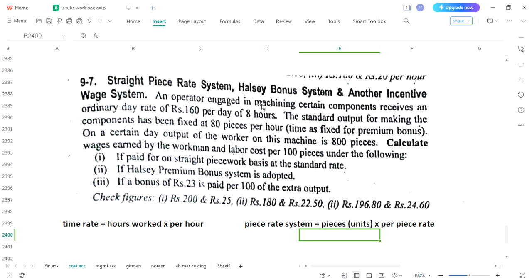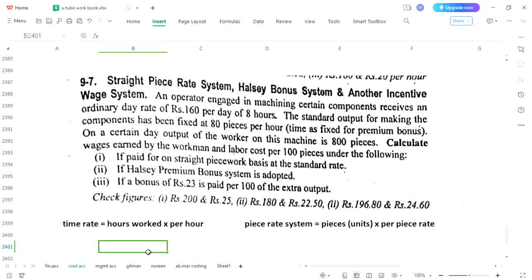Now let's start our question. An operator engaged in machining certain components receives an ordinary day rate of 160 per day of 8 hours. As you know, we need the per hour rate. So the first standard we can calculate is how much amount we will pay to the worker for a single hour, and we will use this statement.